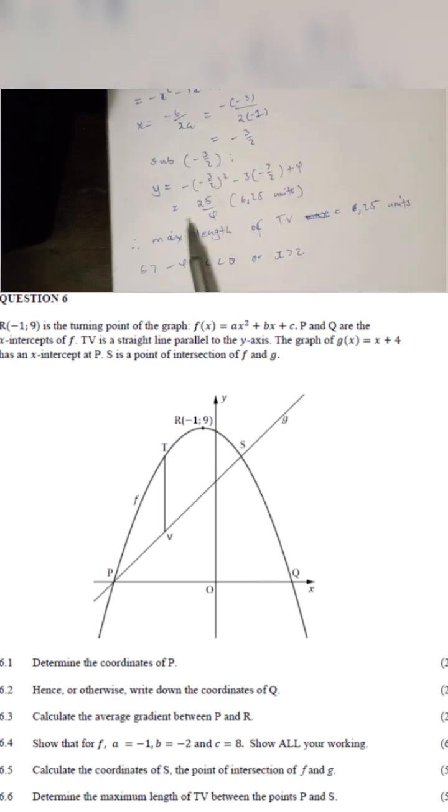Since we wanted the y, we don't care about the x, because we want the y, the vertical distance, which is y. So we found y to be the maximum length of TV, which is equal to 6.25 units or 25 over 4.